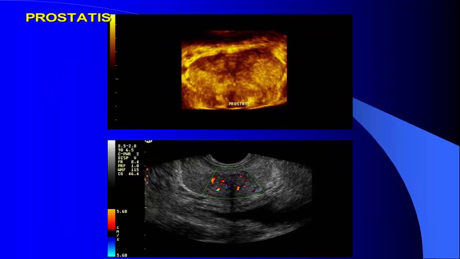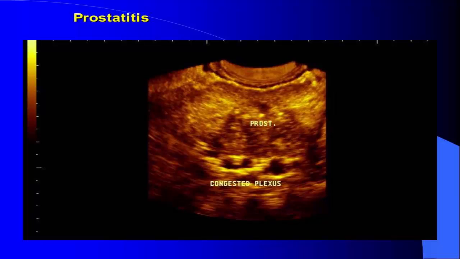Here is a 3D reconstruction and power Doppler sonography of a case of prostatitis. Here we are seeing accentuated periurethral halo of lucency with periurethral hyperemia. Another case of prostatitis showing accentuated periurethral halo of lucency, inhomogeneous central zone, and congested periprostatic venous plexus.